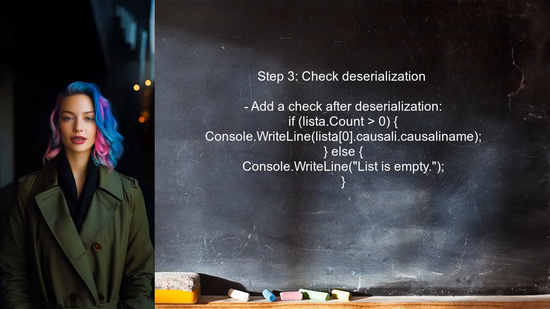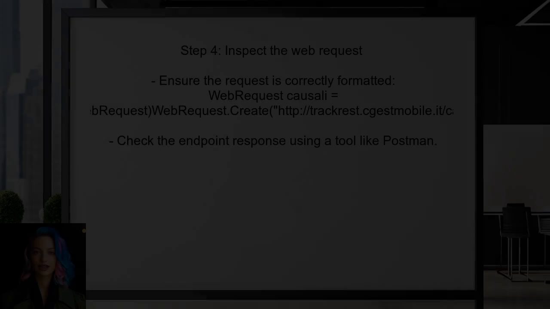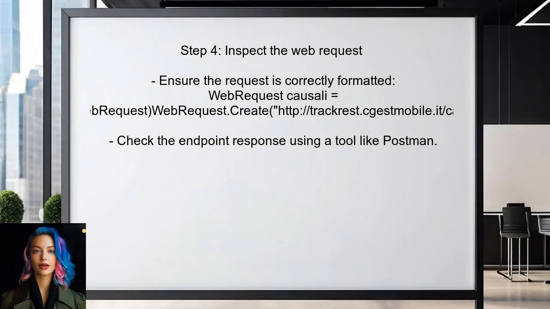After confirming the JSON structure, the user should check if the deserialization process is working correctly. They can do this by adding a check to see if the list is populated after deserialization. Finally, if the list is still empty, the user should inspect the web request and ensure that it is correctly formatted and that the endpoint is returning the expected data.